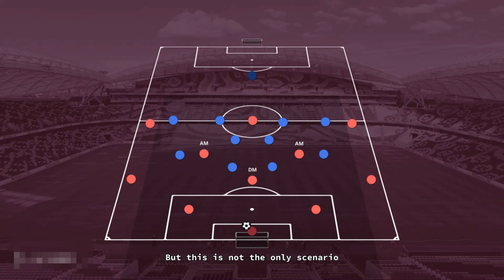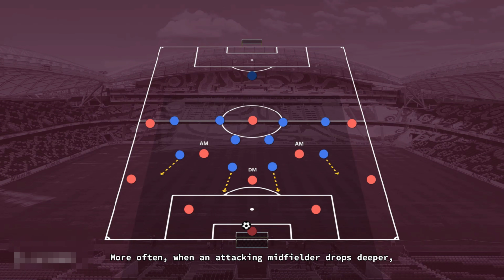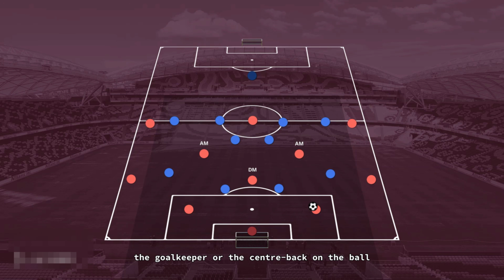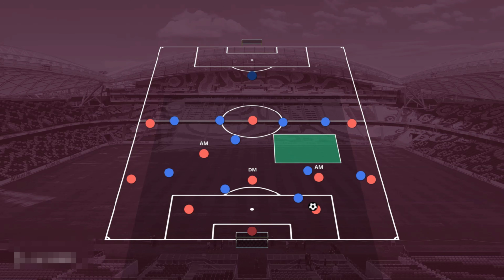But this is not the only scenario. More often when an attacking midfielder drops deeper, the opponent will stay with him and will not press the goalkeeper or the center-back on the ball. Even then this movement can still benefit the team, because it creates space behind the pressing player that teammates can use.